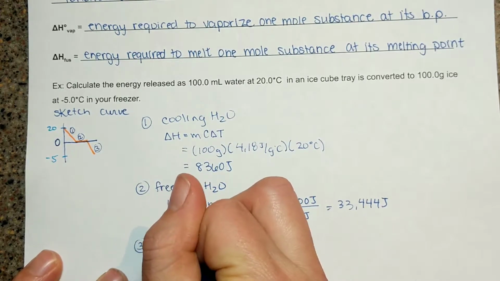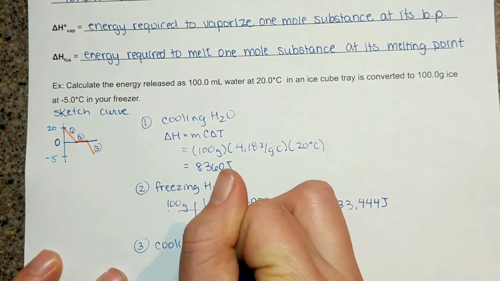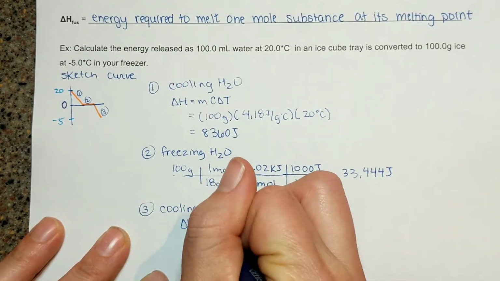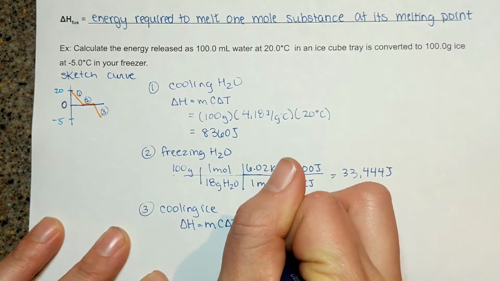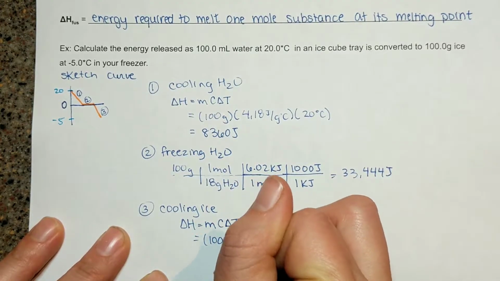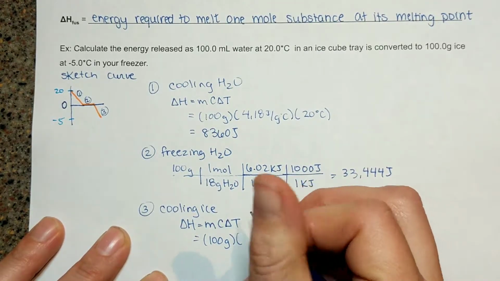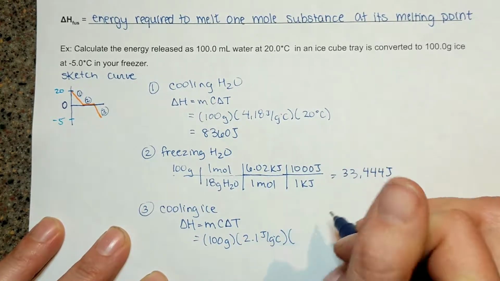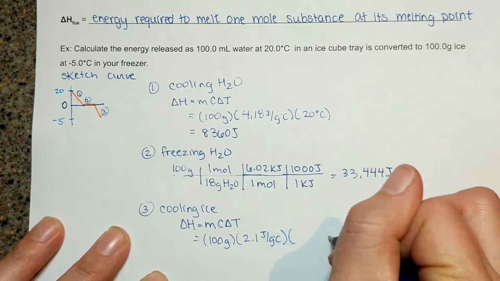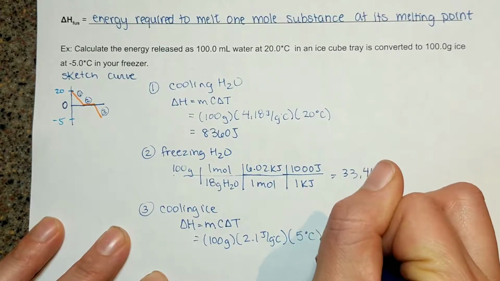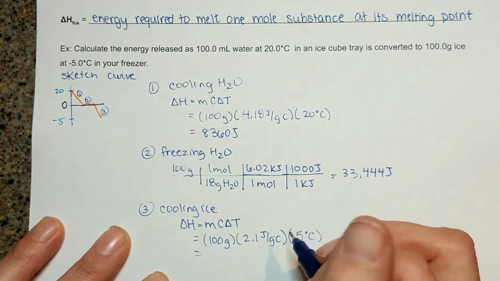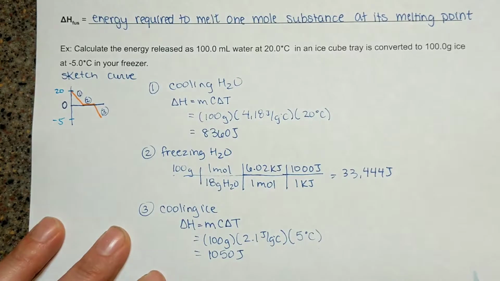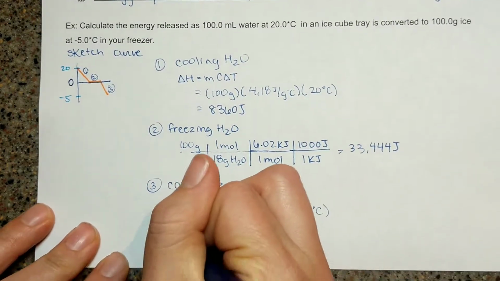Section 3, from 0 to -5, I am again cooling my ice. Here again, I use my delta H is equal to mc delta T. My mass is still 100 grams. Now my specific heat is of ice, so that's 2.1 joules per gram degree Celsius. And my change in temperature is going from 0 to -5, so it's a total change in temperature of 5 degrees Celsius. When I plug that in, I get 1,050 joules.